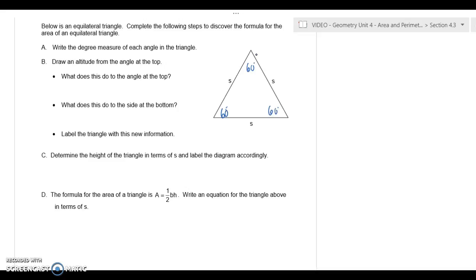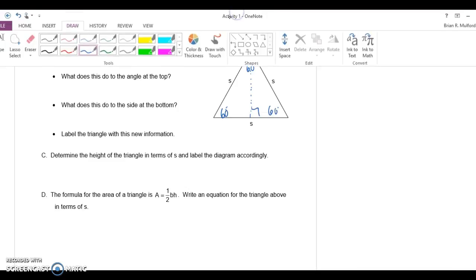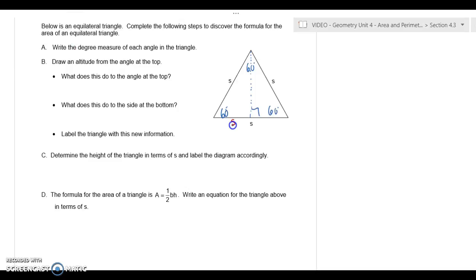Step B says draw an altitude from the angle at the top. So we're going to go to the top of that triangle, drop our altitude in. And because it's not just an equilateral triangle, it's also an isosceles triangle, the altitude that we drew in is also going to bisect the base. So it's a median as well. What ends up happening is that side at the base that was an S now breaks up into 2 pieces that are S over 2. Or if you want, you can think of it as 1/2 S. Actually, let's just write it as 1/2 S because I think that's a little more intuitive than S over 2. All right, 1/2 S, 1/2 S.